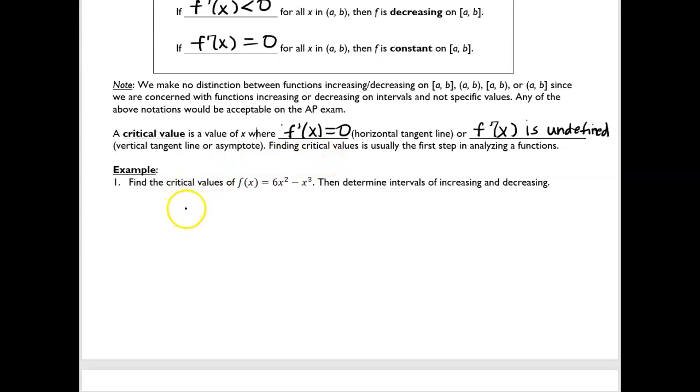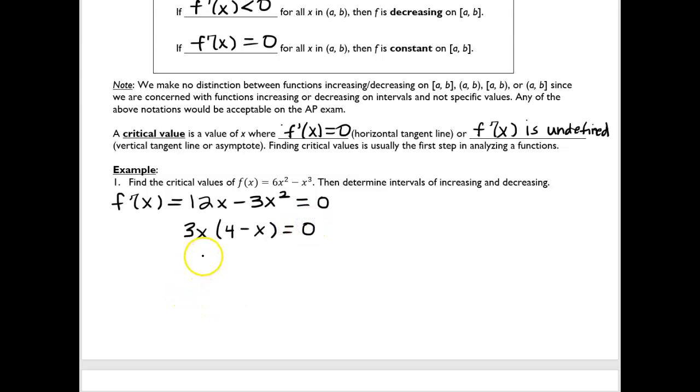So in example 1, it says to find the critical values of f, and then to determine intervals of increasing or decreasing. So the first thing we want to do to find our critical values, we have this polynomial. We're going to take our derivative and we'll set it equal to 0. So our derivative is 12x minus 3x squared, and we're going to set that equal to 0. We do need to think about when f prime is undefined, but anytime we have a polynomial, it will always be defined. So in order to solve this, we're going to need to factor. We can factor 3x out of both terms. Then we would have a 4 minus x left over.